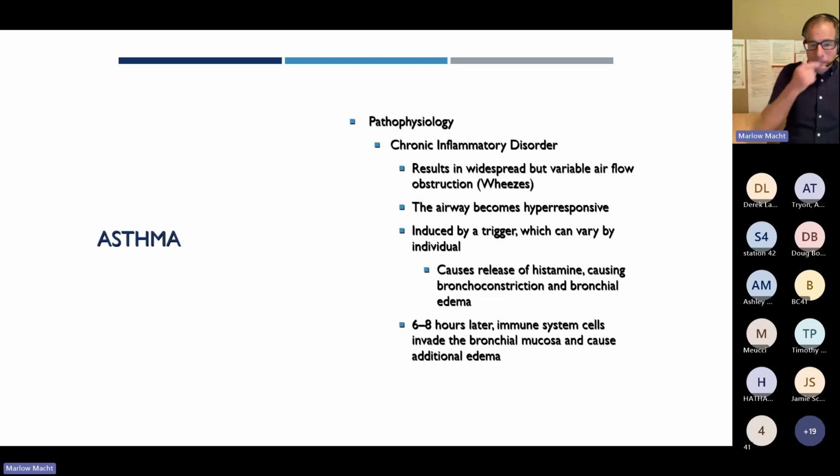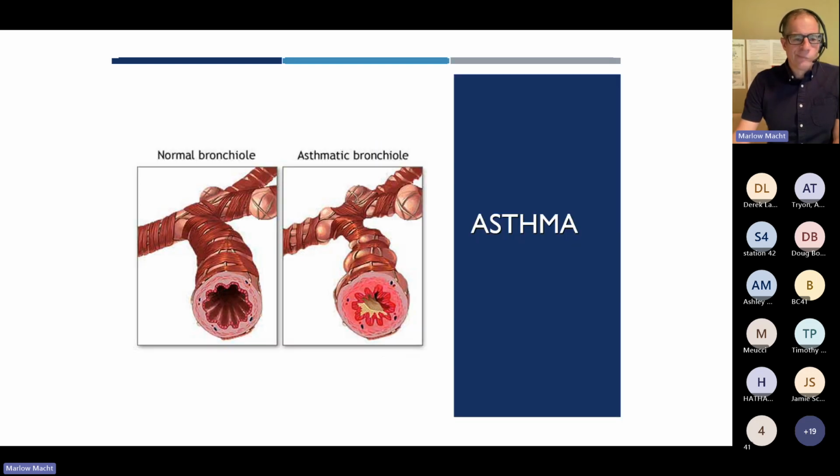With respect to asthma, it's a chronic inflammatory disorder. There's variable airflow, and so you get these wheezes throughout. You get hyper responsive small airways. There is typically a trigger for some. Most common that we see is infection, but it can also be triggered by exercise. It can be triggered by cold weather. It can be triggered by allergens, and so then you get this bronchoconstriction, bronchial edema.